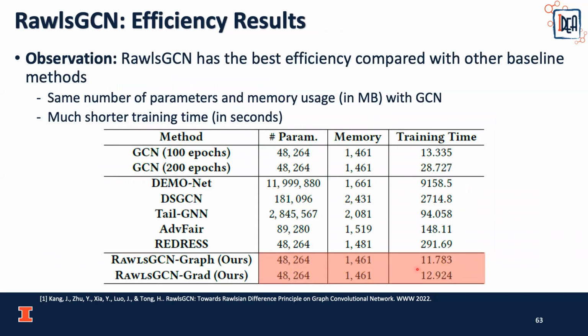And in terms of the efficiency of this RawlsGCN family, we can see that our proposed method actually has the same memory cost as the GCN and a much shorter training time compared to all the baseline methods as shown here.